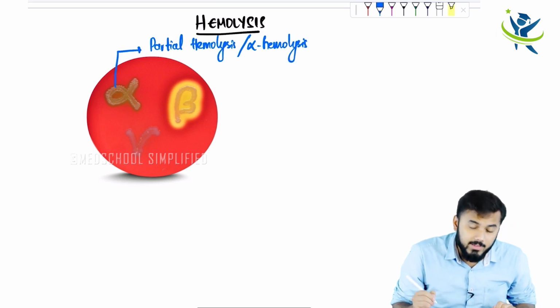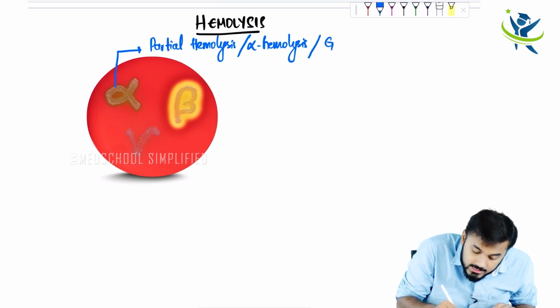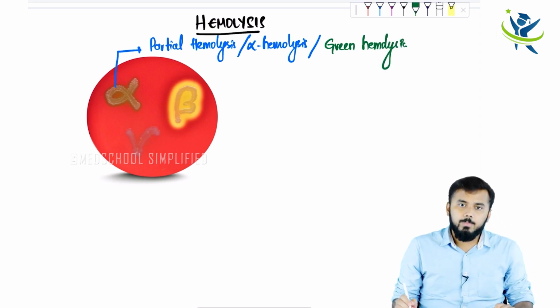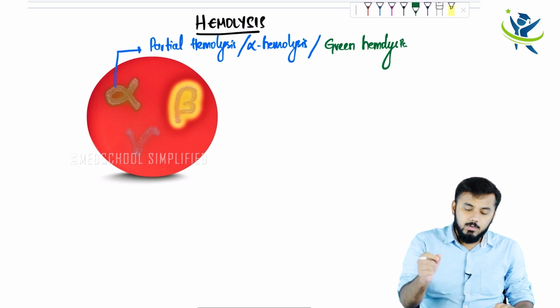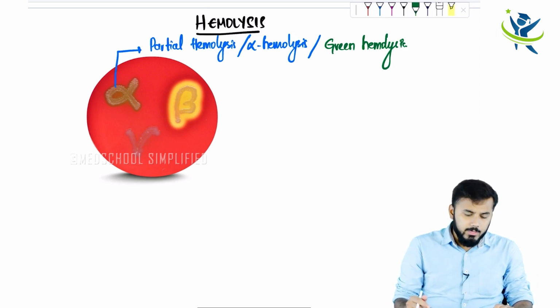Or I can also call it alpha hemolysis. Not only alpha hemolysis, what is the color there? It is green in color. I can also call it green hemolysis. Why should I call it green hemolysis? Clostridium tetani is an alpha hemolytic bacteria, right? Which means Clostridium tetani undergoes green hemolysis. Why should I call it green hemolysis?